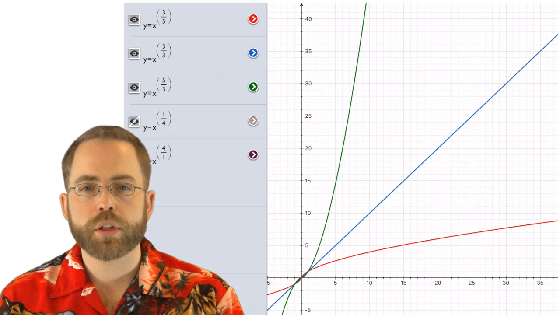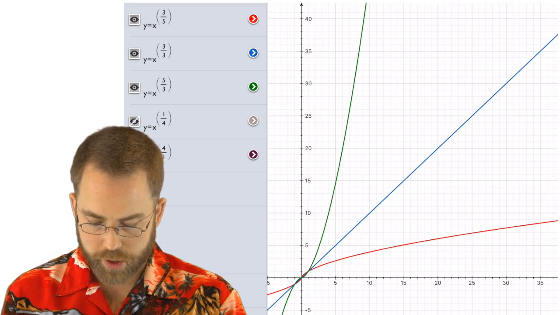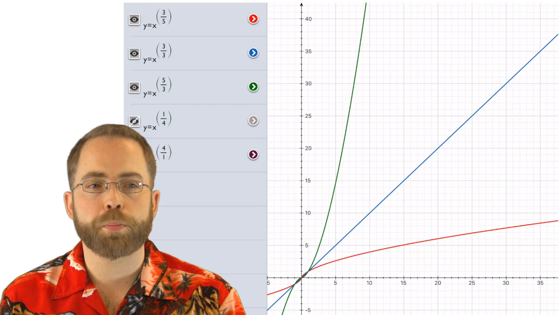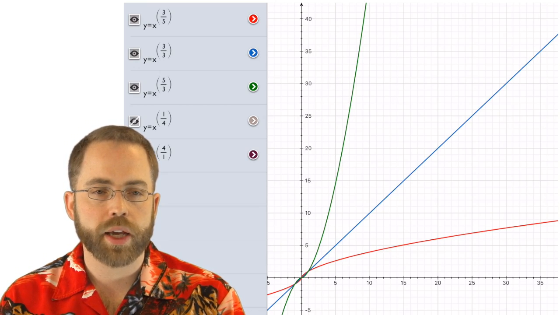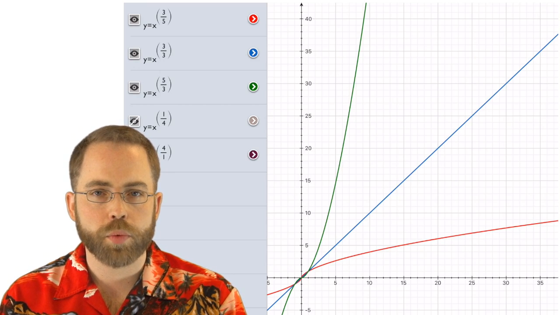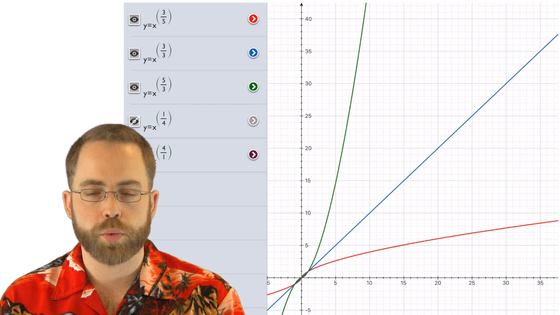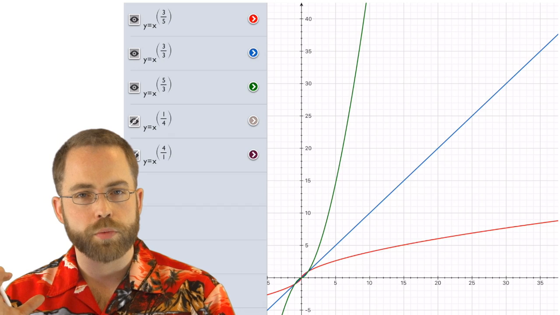So I've also included on here that original graph, y equals x to the 1 over 1, as a contrast. So obviously, when our exponent is bigger than 1, we're going to go up more steeply than y equals x. And when our exponent is less than 1, we're going to go up less steeply than y equals x to the 1. So that's the big picture here as you zoom out for numbers greater than 1.